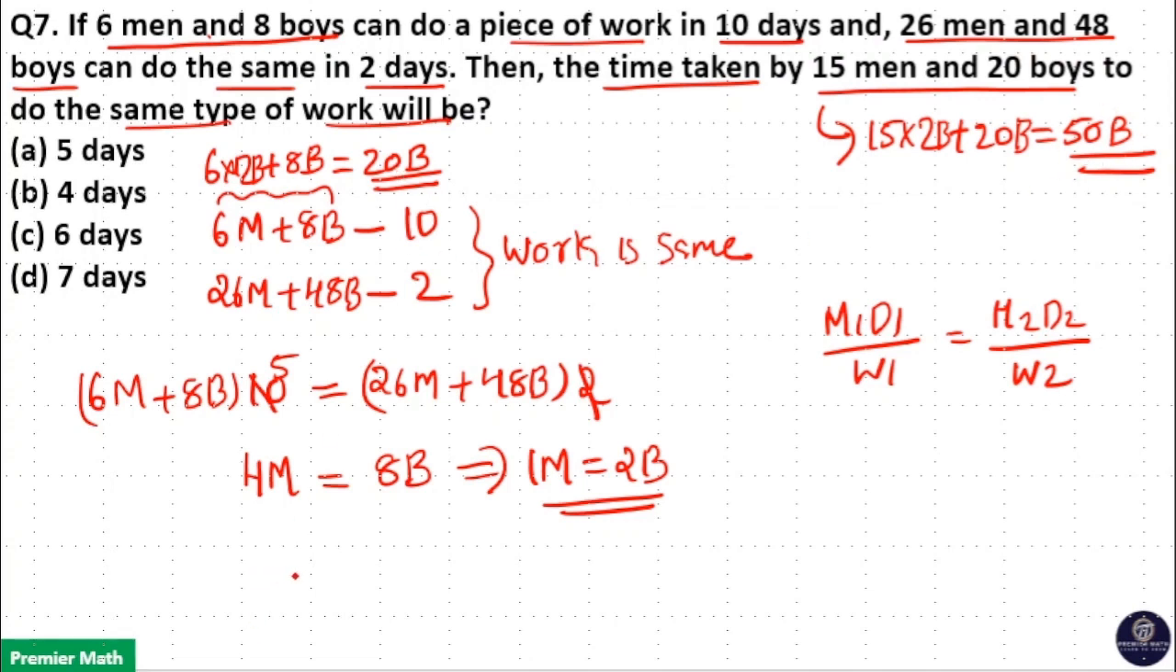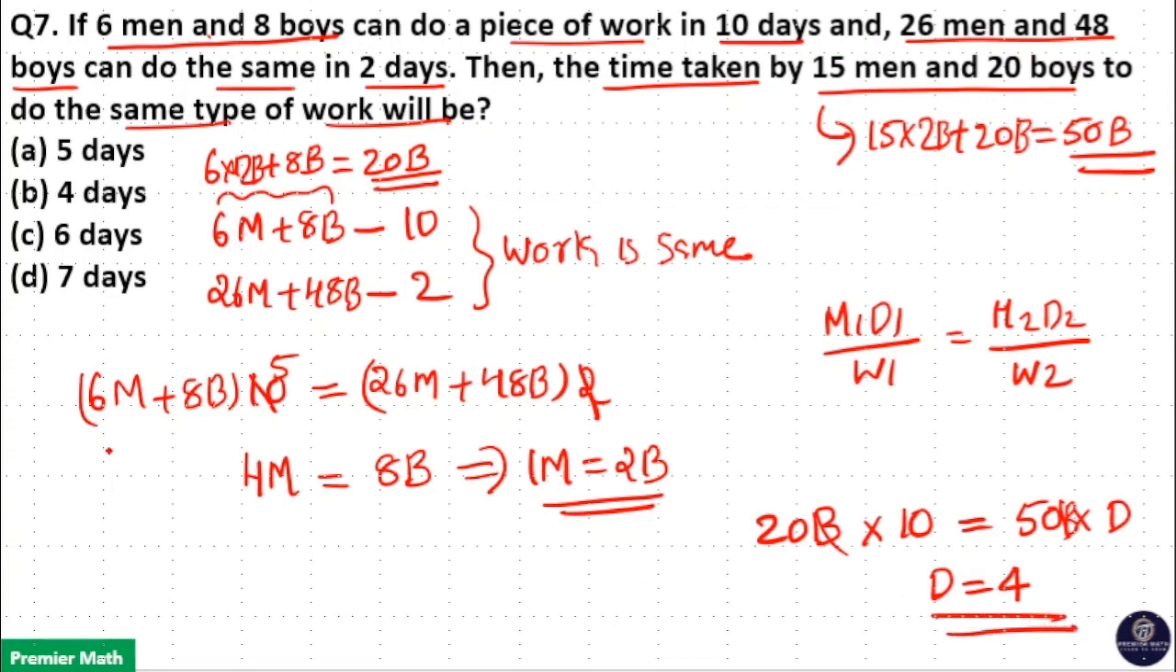That is, 20 boys can do a job in 10 days. Then 50 boys can do the same job in how many days? So B cancel. Now 200 by 50 is equal to 4. So the number of days taken by these 50 boys to complete this job is 4 days. So option B is your answer. So D is equal to 4 here.